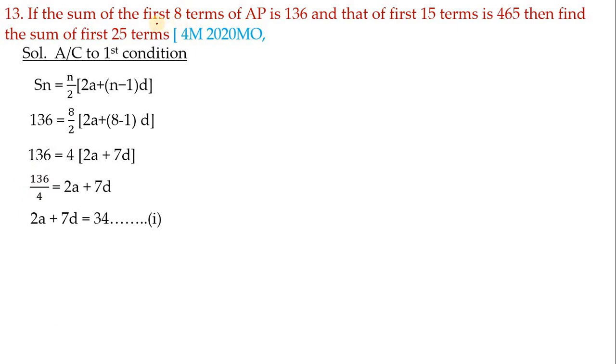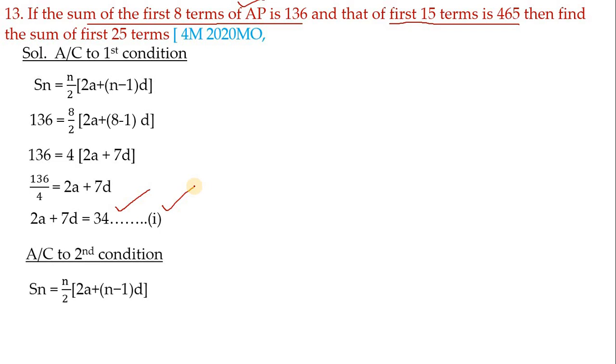See, by using the first condition, the sum of the first 8 terms of AP is 136, by using this condition, I have formed one equation. Similarly, by using the second condition, first 15 terms is 465, form an equation like this. According to the second condition, write the formula.